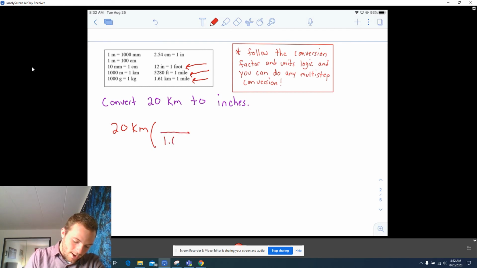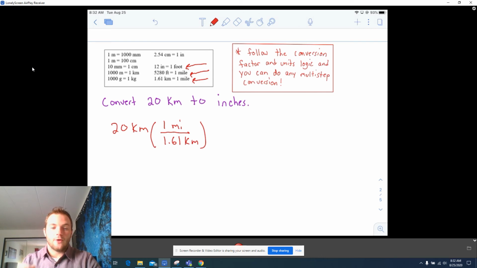So I'm going to have 1.61 kilometers and 1 mile right here. Rather than writing it with the fraction bar way, I'm going to write it as parentheses, like one big multiplication. So nice. So now if I was to think about it, kilometers over kilometers would cancel. I'm left with miles. So I still want to march to inches.